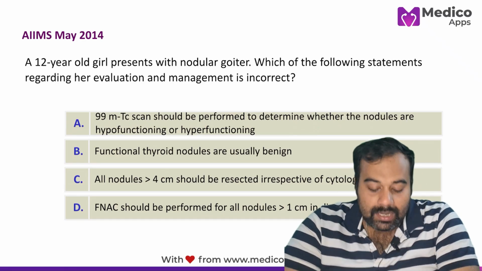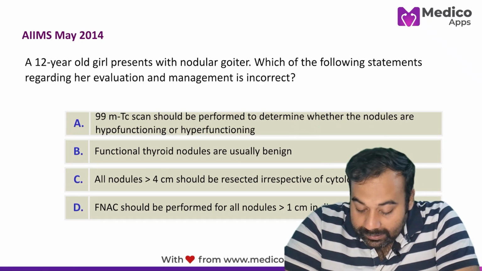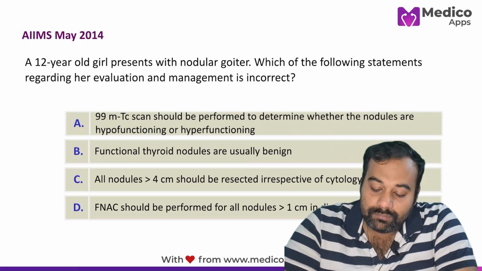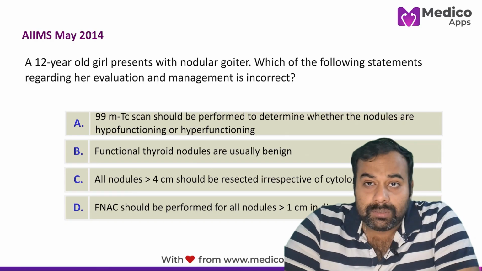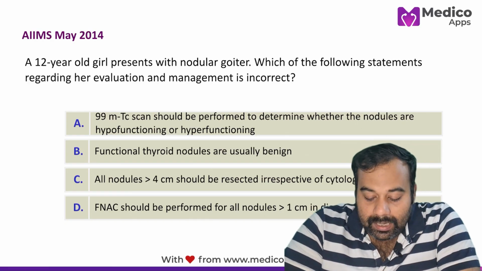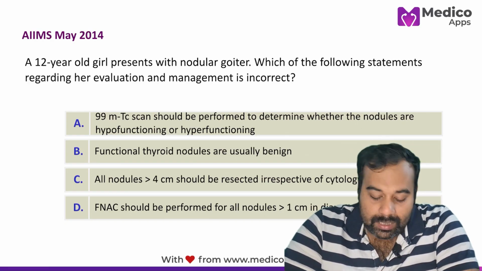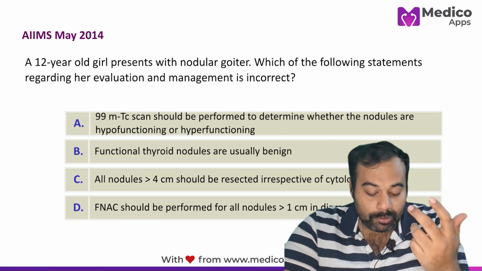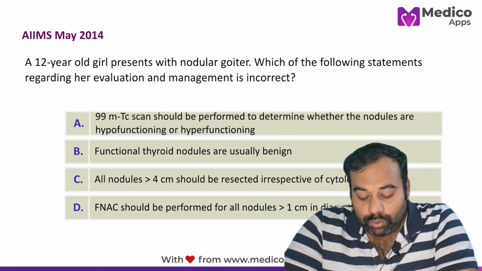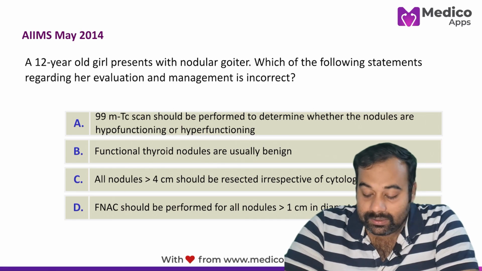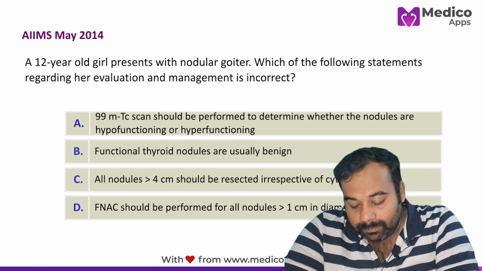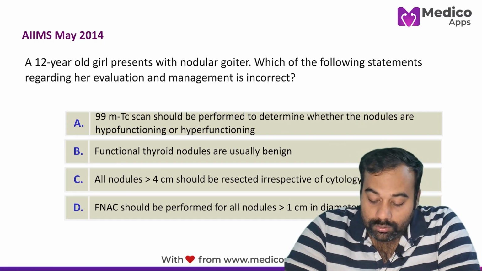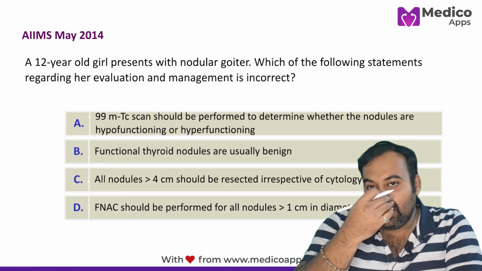The options are: Option A, technetium 99 scan should be performed to determine whether the nodules are hyperfunctioning or hypofunctioning. Option B: functional thyroid nodules are usually benign. Option C: all nodules more than 4 centimeters should be resected irrespective of the cytology. Option D: FNAC should be performed for all nodules more than 1 centimeter in diameter.